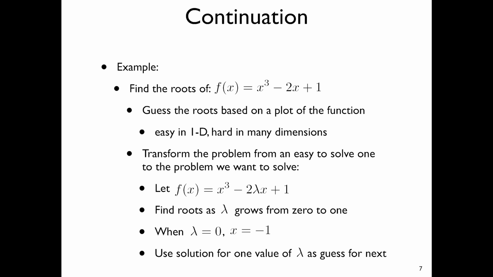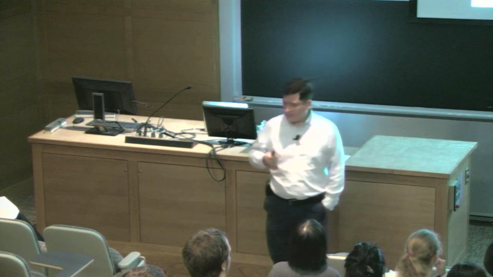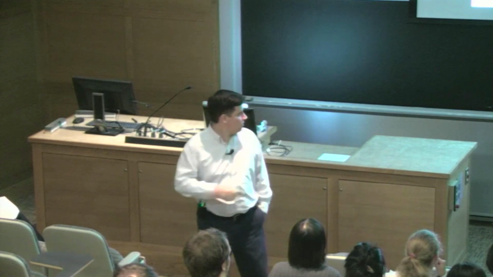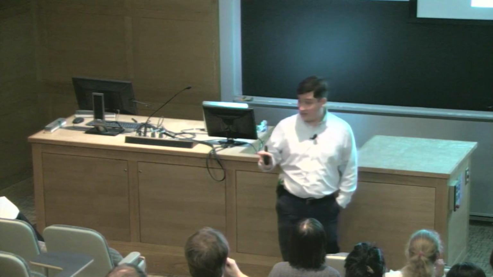This is sort of a weird idea. Okay, but we actually know when lambda is equal to 0, this goes away, and there's only one root to this polynomial, one real root, which is -1. We actually know the answer when lambda is equal to 0. If I make lambda a little bit bigger than 0, there will be a root which is close to -1. In fact, -1 is a good initial guess for that root.